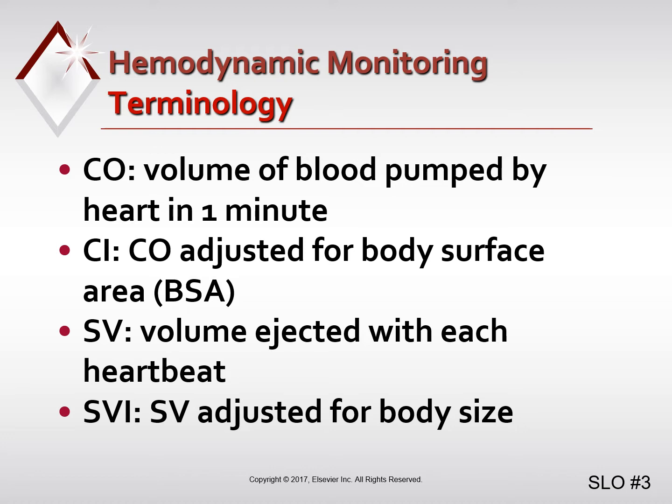And then you have your cardiac index, so adjusted for your BSA, and then your stroke volume. So this is volume ejected with each heartbeat, and then your stroke volume index, so it's adjusted for body size as well. And your stroke volume, how you would get this would be your cardiac output divided by your heart rate. And this should be about 60 to 150 mLs per heartbeat.